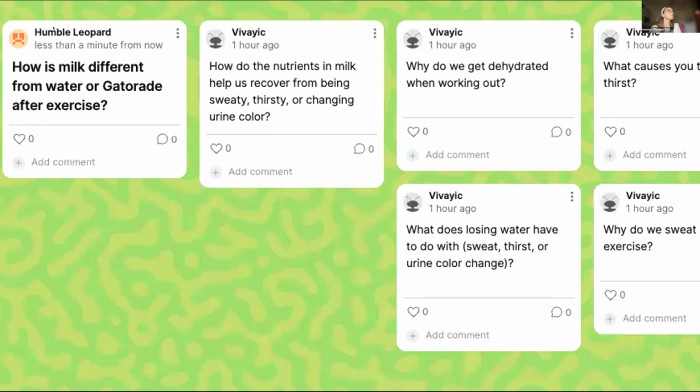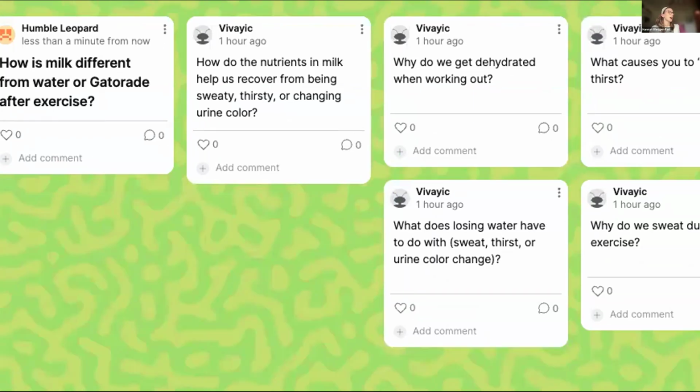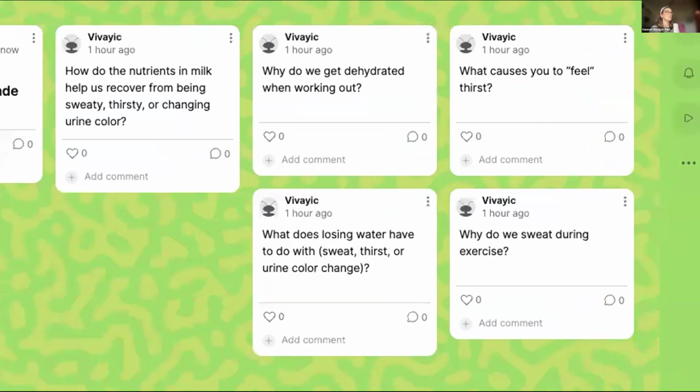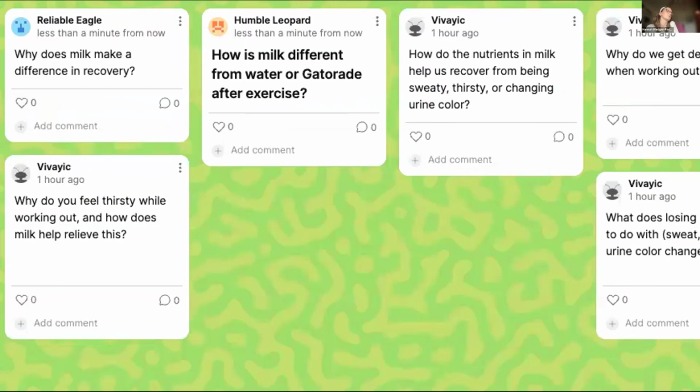So we have some from the humble leopard. I love when it does that. How is milk different from water or Gatorade after exercise? How do the nutrients in milk help us recover? Why do we feel thirsty while working out? And how does milk relieve this? Why does milk make a difference in recovery? Why do we get dehydrated when working out? What causes you to feel thirsty? Why do we sweat? What other questions do you have?